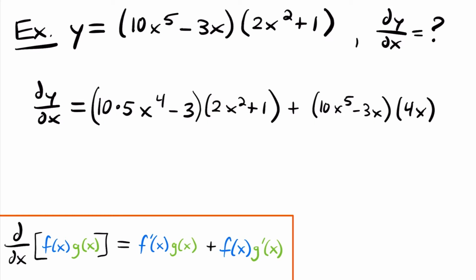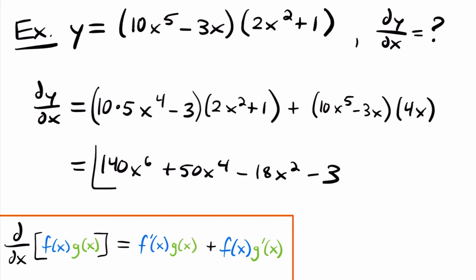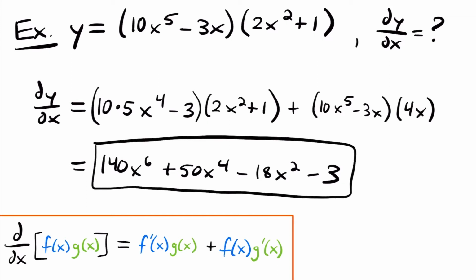So now we could go through and simplify this and gather all our like terms, but that's more of an algebra concept, so I'm not going to quite take the time to do that here. But if you want to check your work, this is actually equal to 140 x to the 6th power plus 50 x to the 4th minus 18x squared minus 3. So if you want to go through and distribute and try to get like terms together, this would be your answer if you like to check that. But either one of these answers would be acceptable if you were asked to find a derivative of this function.